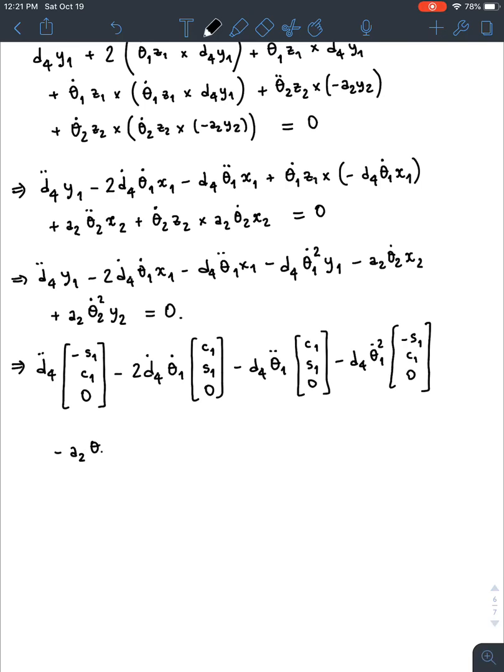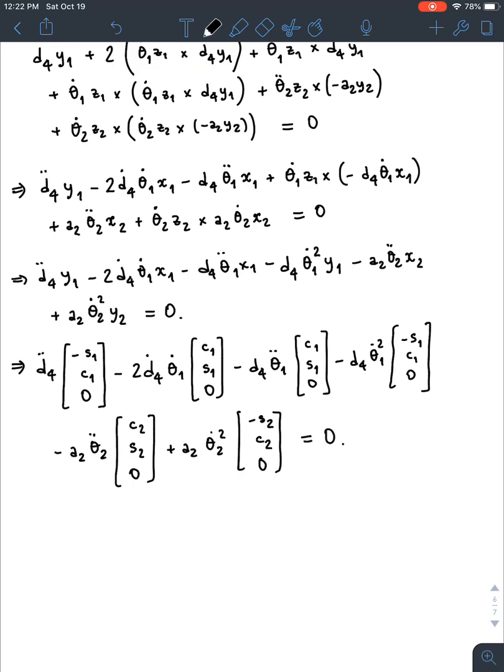minus a2 theta 2 double dot x2, which is cosine 2, sine 2, and 0 in the zeroth frame, plus a2 theta 2 dot squared. Sorry, this one, I'm missing a double dot here. Sorry about that. And hence I'm missing a double dot there. Okay, everything is in order now, hopefully. a2 theta 2 dot squared times y2. And y2 is minus sine theta 2, cosine theta 2, and 0 in the zeroth frame.